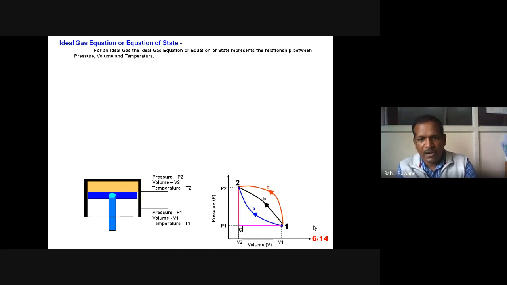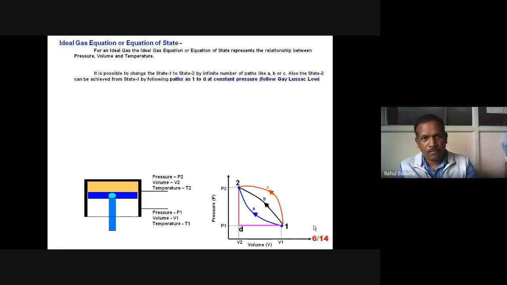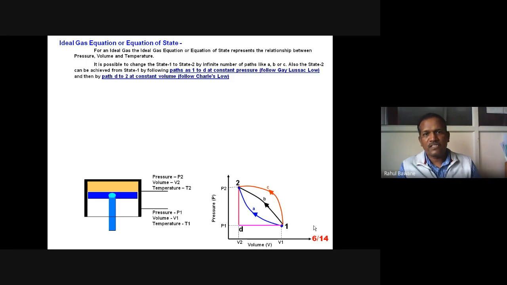So we follow that. The states will be the same, 1 to 2, but we will follow our well-known processes: 1 to D constant pressure process and D to 2 constant volume process. So this analysis can be done by these two processes. So it is possible to change from state 1 to state 2 not by path A, B, C, but by the constant pressure 1 to D and D to 2 constant volume process. Now suppose the first process is a constant pressure process 1 to D. So we will use that particular law, PV/T is equal to constant. This is a very general equation.